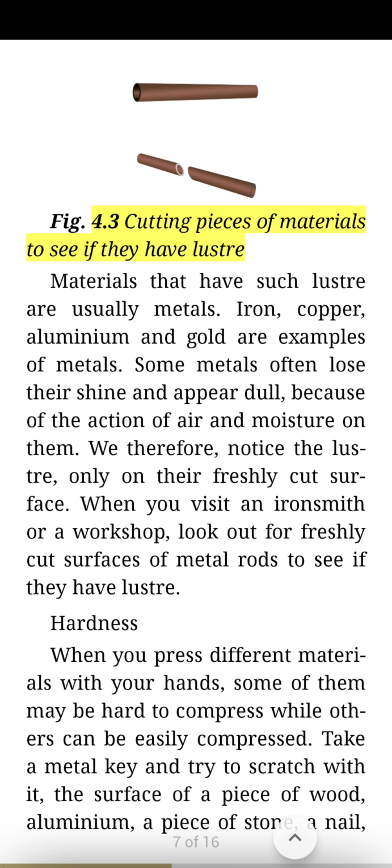Fig. 4.3 Cutting pieces of materials to see if they have luster. Materials that have such luster are usually metals. Iron, copper, aluminium, and gold are examples of metals. Some metals often lose their shine and appear dull because of the action of air and moisture on them. We therefore notice the luster only on their freshly cut surface.